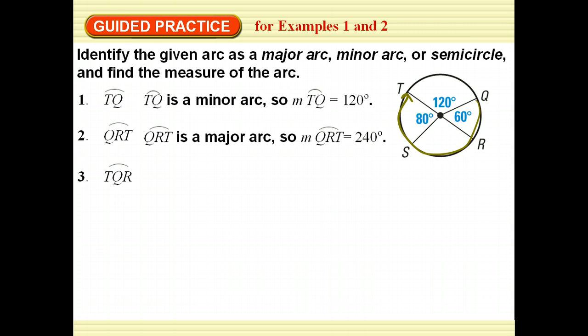TQR. For TQR, we can add those two together or notice it as a diameter. So it is a semicircle, 180 degrees.